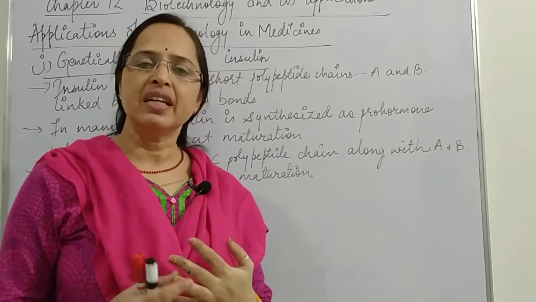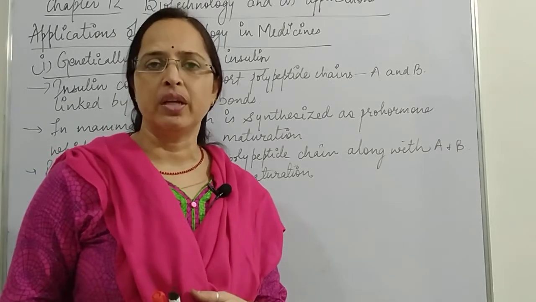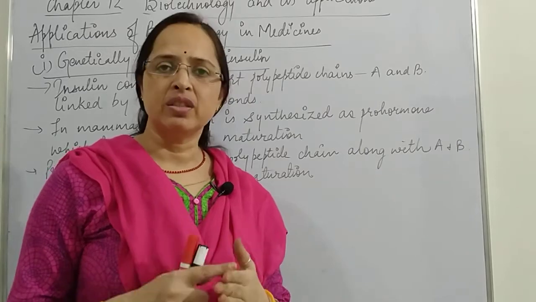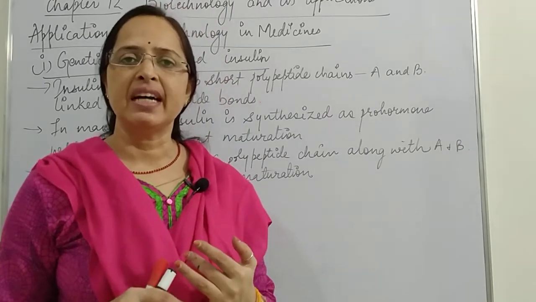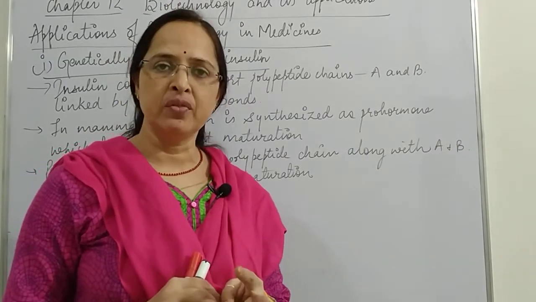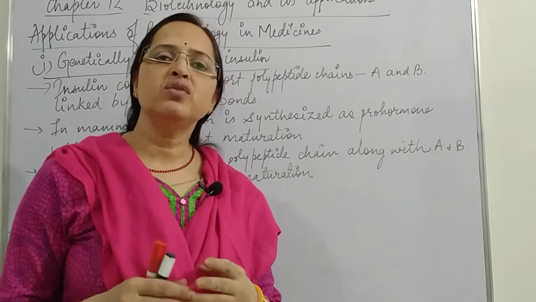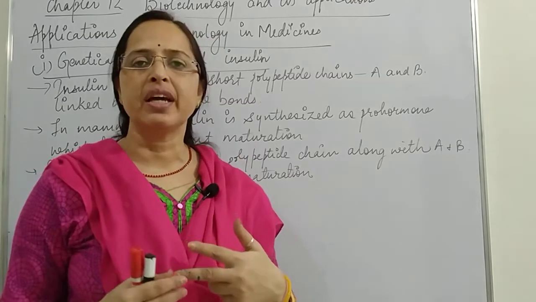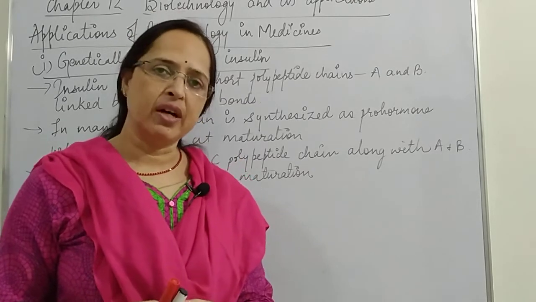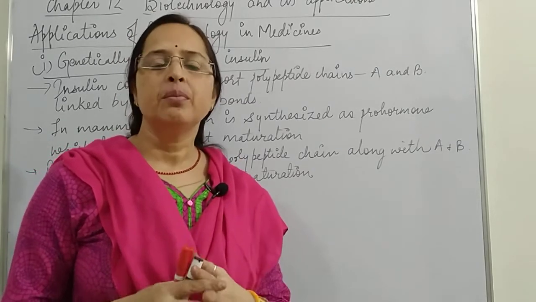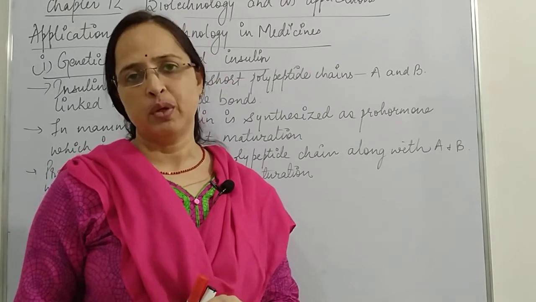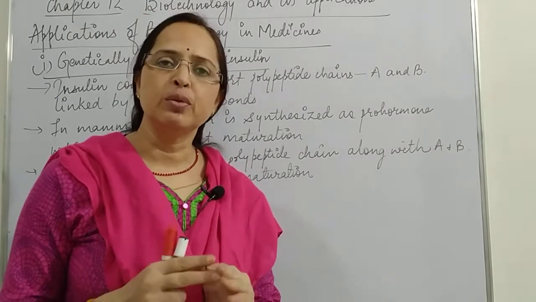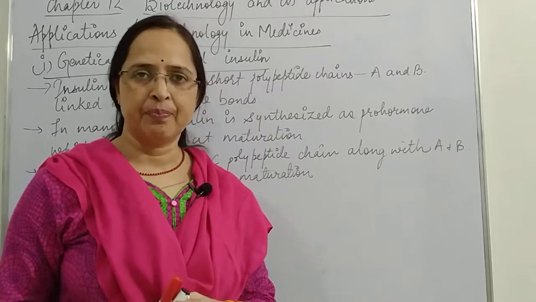So this proinsulin which is released from the pancreas consists of three chains, A, B and C chain. Processing is done of this proinsulin, and during this processing the third chain, the C chain, is removed. Now we are left with chain A and B. These two chains join together by disulfide bond and become the active insulin, which is used to reduce the blood glucose level.